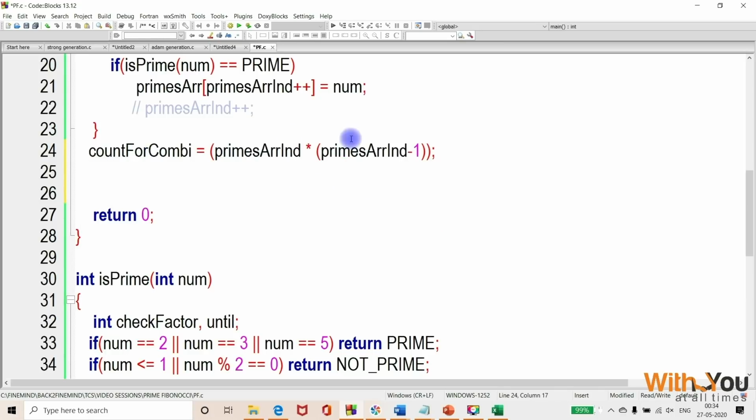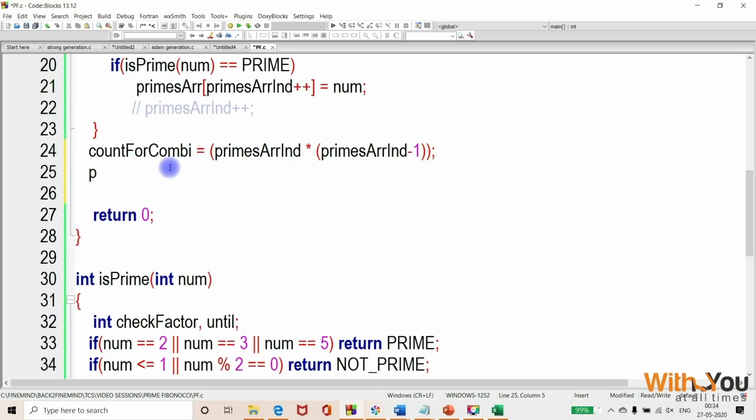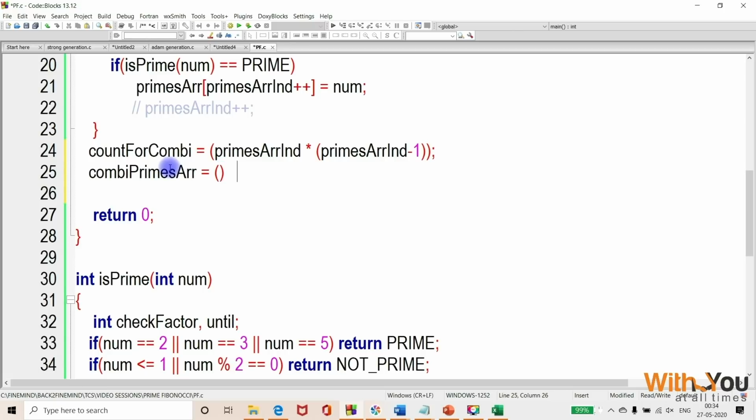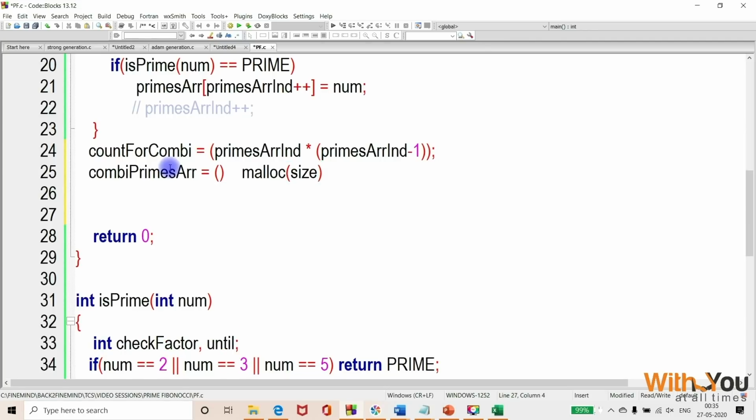Cool. Now do the memory allocation. Count for, I'm sorry, it's going to be primes. Combi primes ARR is equal to, remember, typecasting, malloc size of int multiplied by how many? Count for combi. So Control C and Control V. Okay, cool. Remember, we need to combine that and put it into, remember, typecasting. Cool. Now we have memory.